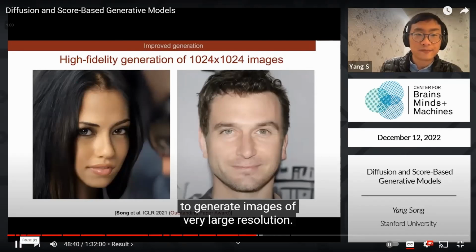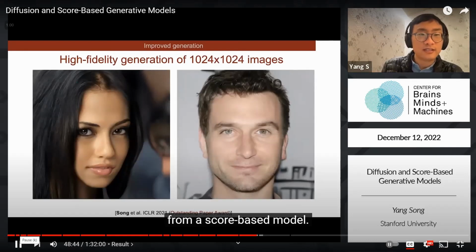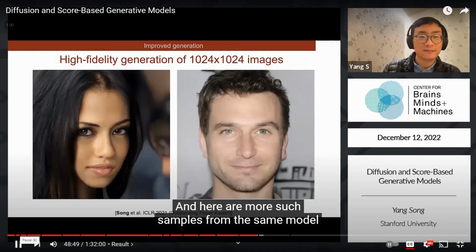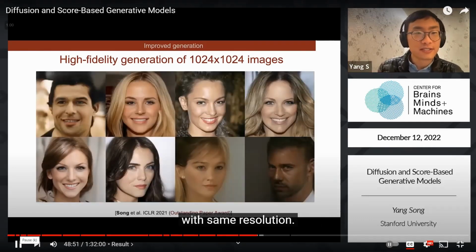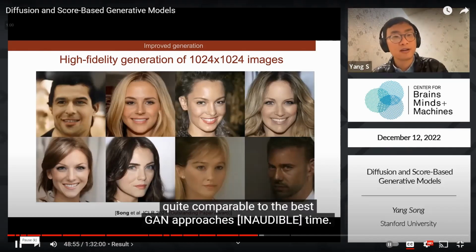A very large resolution. So here are 2 samples generated from a score-based model. Each one has the resolution 1024 by 1024. And here are more such samples from the same model with the same resolution. So you can see the samples are very high quality, quite comparable to the best GAN approaches at the time.